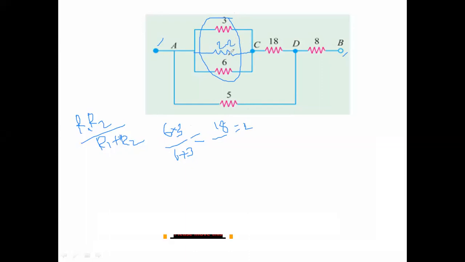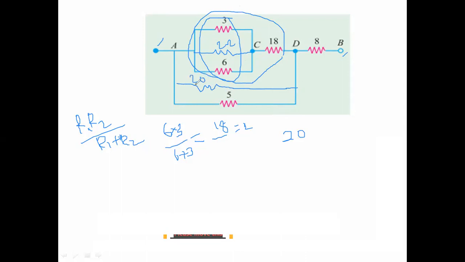Now this 2 ohm resistor is in series with 18 ohms. When two resistors are connected in series, we can add those resistor values. 2 plus 18 is 20. So this entire 18 and 2 ohm combination is replaced by a single resistor having a resistance of 20 ohms.